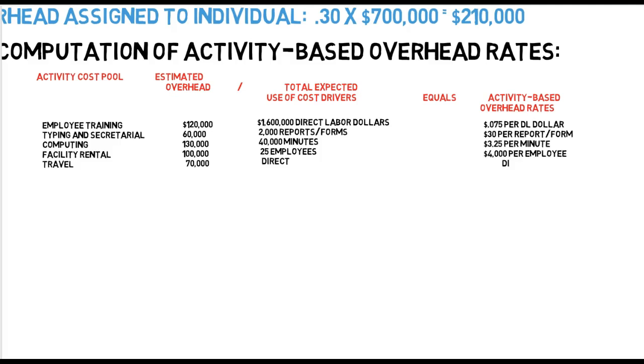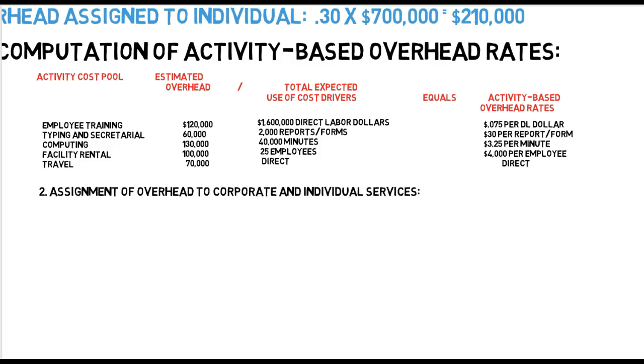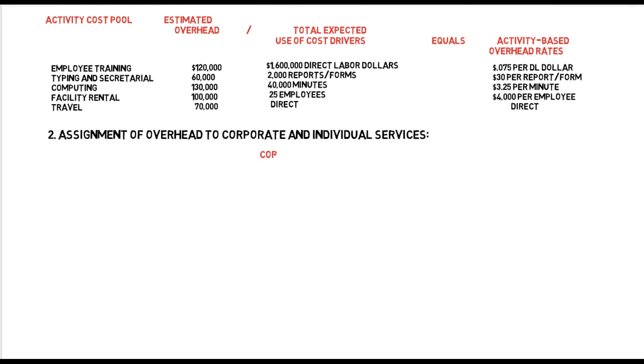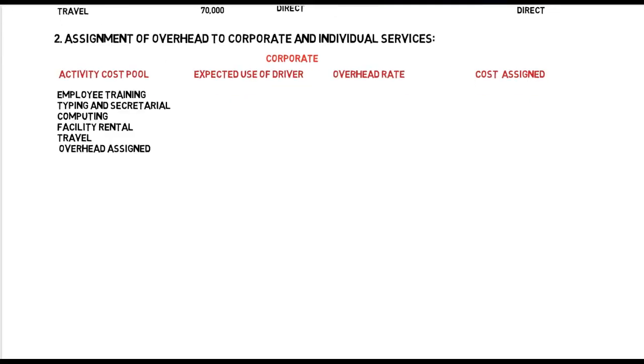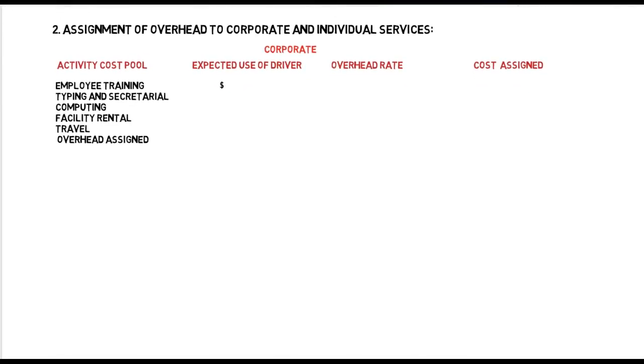So simply put, we divide the estimated overhead by the estimated use of the cost drivers, and we get the activity-based overhead rates. 75 cents for every direct labor dollar, 30 cents for every report, $3.25 per minute, $4,000 per employee, and so on. Now we assign it back, first to corporate.